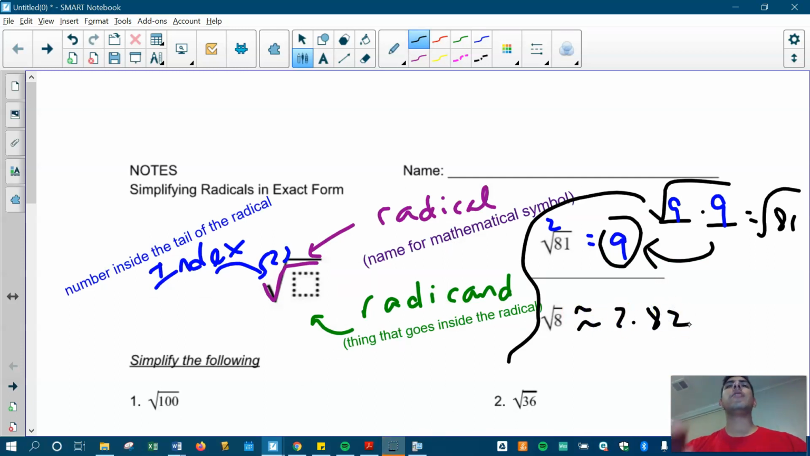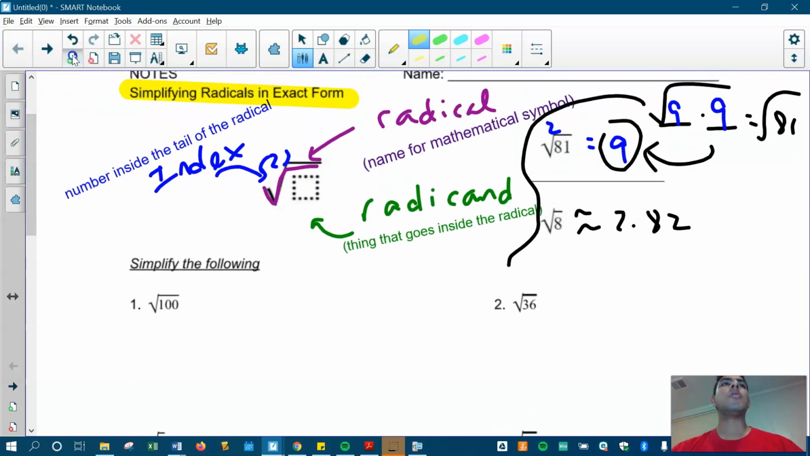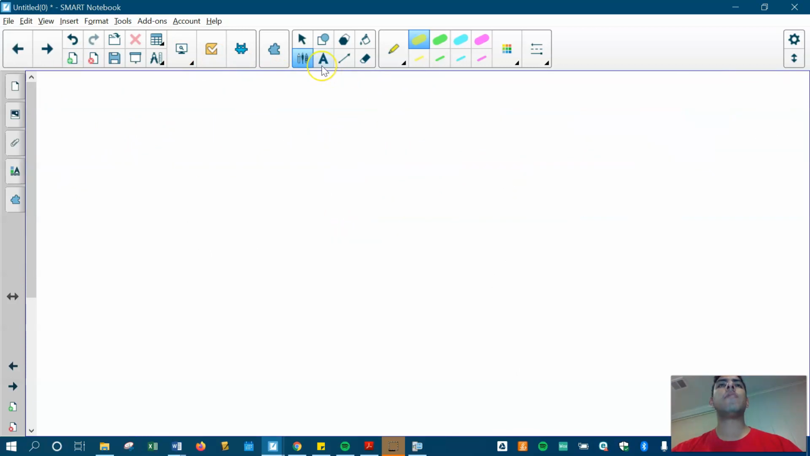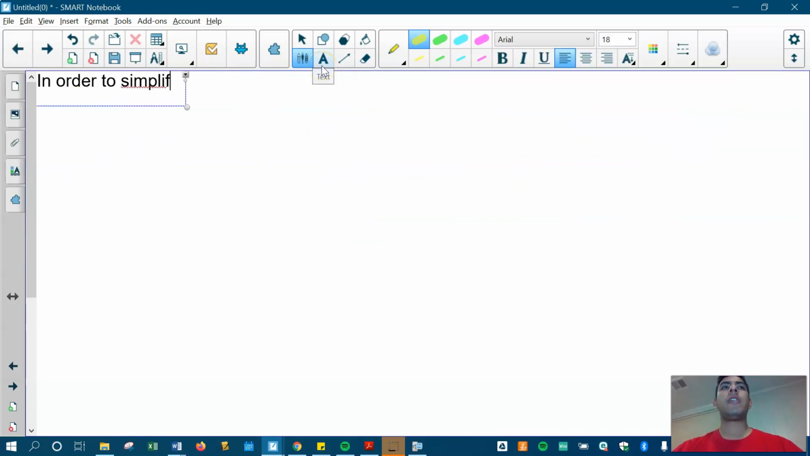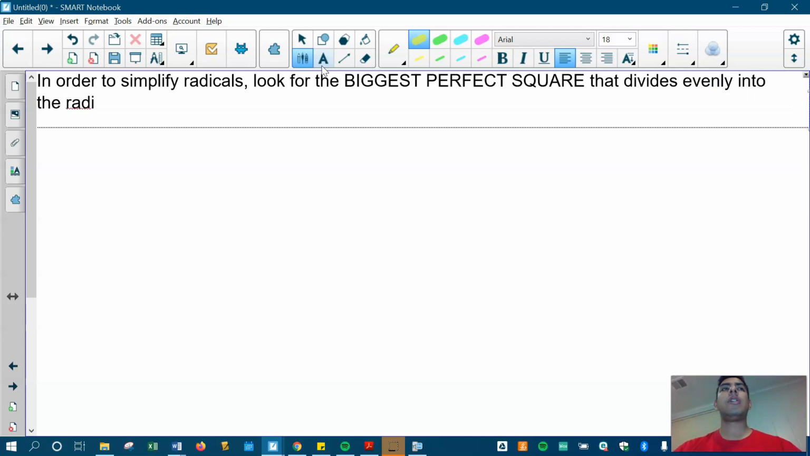But what we're going to do today is we're going to be simplifying radicals in exact form. Which means basically, I'm going to rewrite this root in a simplified form just because I can. And my process for doing it is always going to be the same. In order to simplify radicals, look for the biggest perfect square that divides evenly into the radicand, into the numbers of the radical, which is called the radicand.